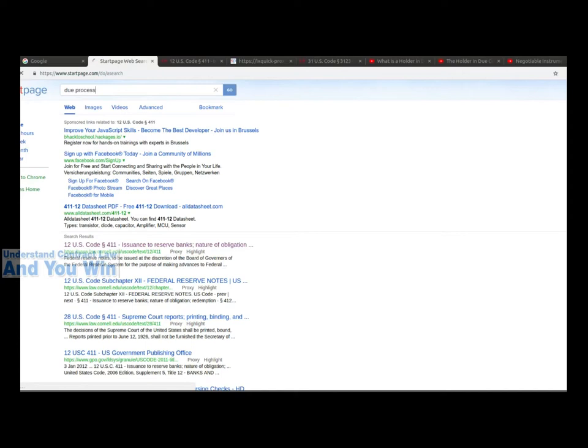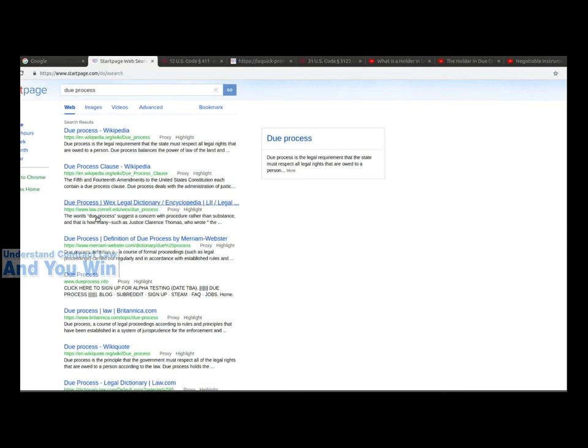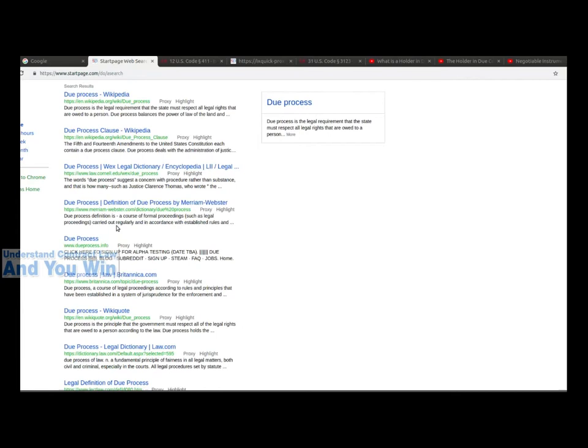Whether it's civil, criminal, or foreclosure, due process deals with the administration of justice. Due process is the legal requirement that you be respected for all the rights that you have. You need to be proven beyond a reasonable doubt. All the legal process needs to be carried out regularly and in accordance with established rules.